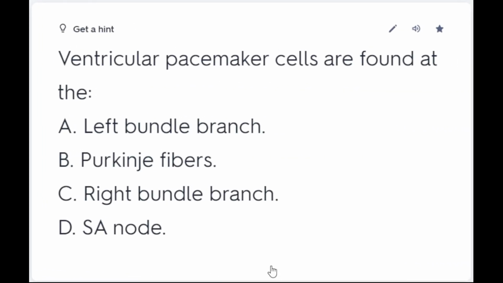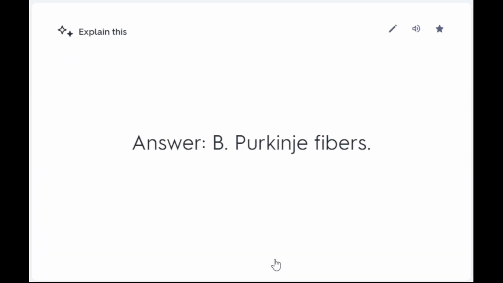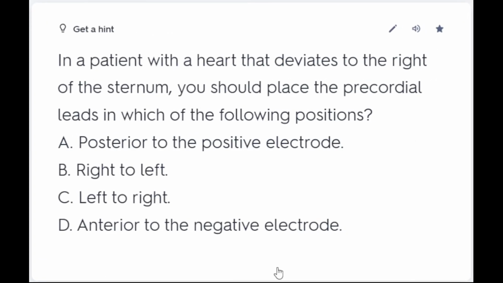Ventricular pacemaker cells are found at the A. left bundle branch, B. Purkinje fibers, C. right bundle branch, D. SA node. Answer B. Purkinje fibers.